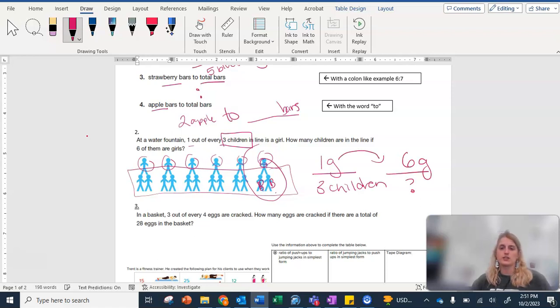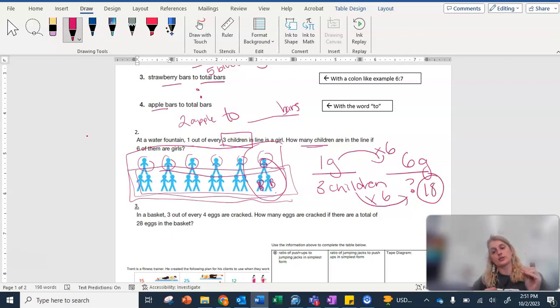So our scale factor here would be times 6. 3 times 6 is the total number of children. So this box that we did will be the number of boys plus the 6 girls. We want total children. 3 times 6 is 18. There are 18 total children. Don't circle the entire ratio of 6 girls to 18 children. The answer is 18, not the ratio.